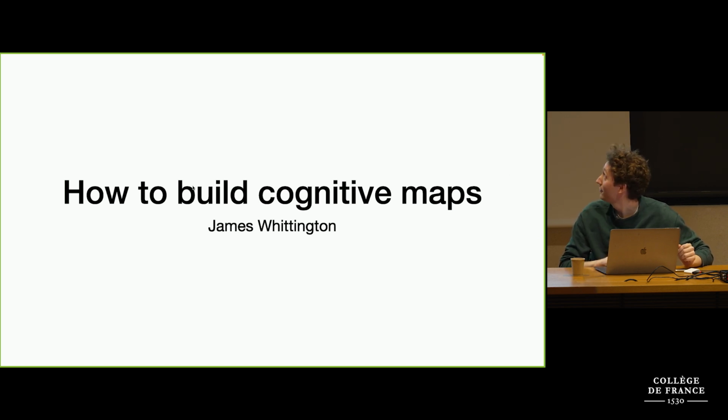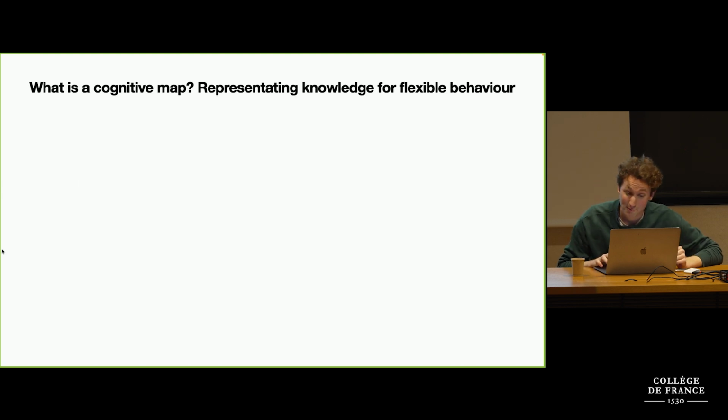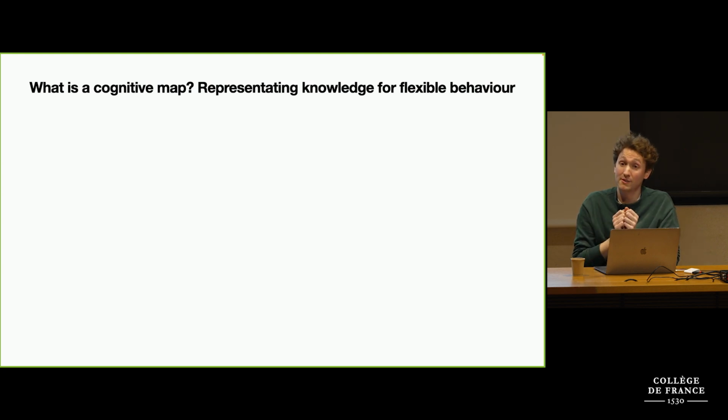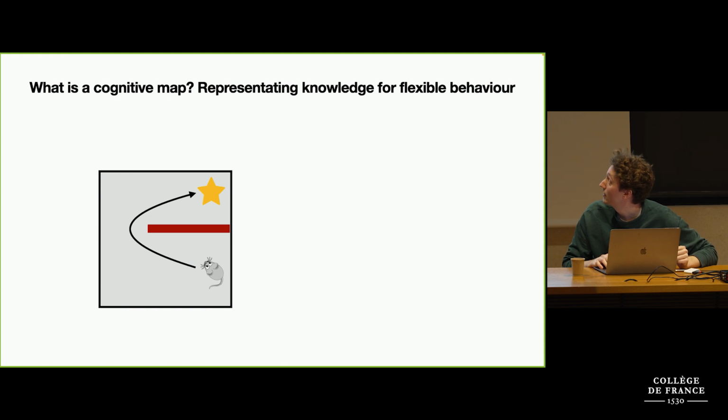So the first question is, what is a cognitive map? I'm going to try to tell you that a cognitive map is an internal model, like we heard in the previous talk, and it's what allows us to perform flexible behavior. So what do I mean by that? Well, here's a rodent, and it's learned that in order to get reward, it needs to run around this wall. And it can do that over and over and over again.